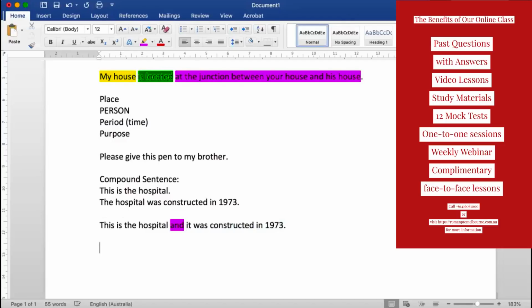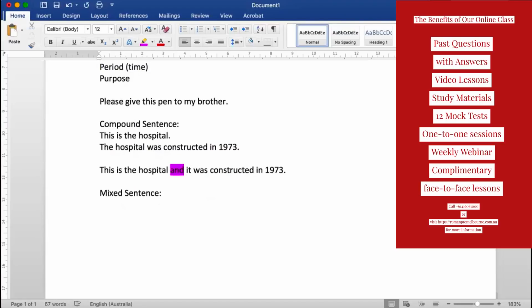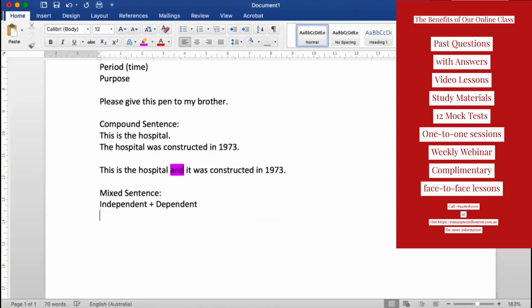This is a compound sentence. Then after that, the third kind of sentence is called a mixed sentence. Mixed sentence means it has two components. One is an independent sentence, another is a dependent sentence. So when the phrase is independent plus dependent in any order, okay, it can start with dependent, it can start with independent, but this is the order, independent plus dependent. That is called a mixed sentence.